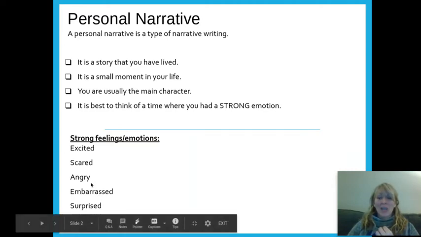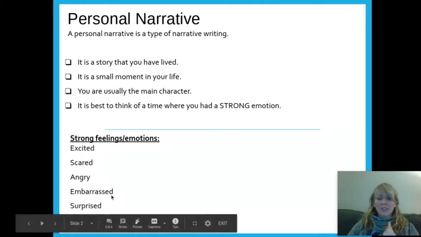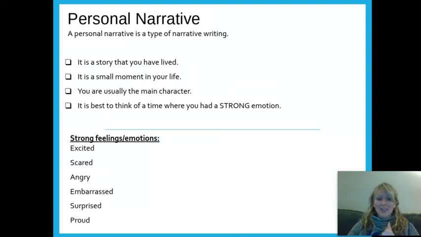The next one is angry, because sometimes you can get really angry and you could tell a really good story about that, where you can paint a picture to your readers to show just how angry you were and the story that goes with it. The next one is embarrassed. Maybe you felt really embarrassed about something and it could be a good story to tell. Or surprised. Maybe something shocked you, and that could be a fun story to tell. Or maybe you had a very proud moment and you could show your readers how proud you were in the story and why.